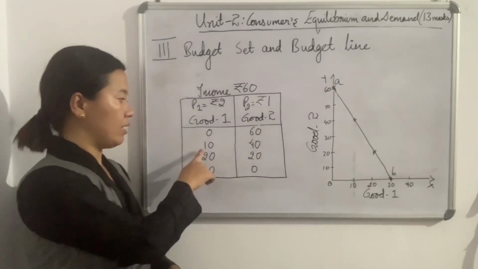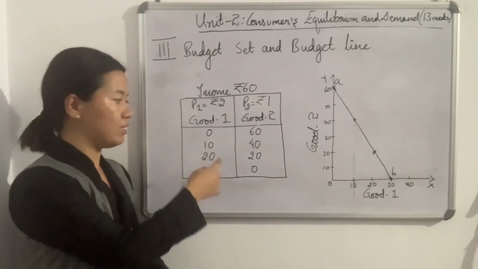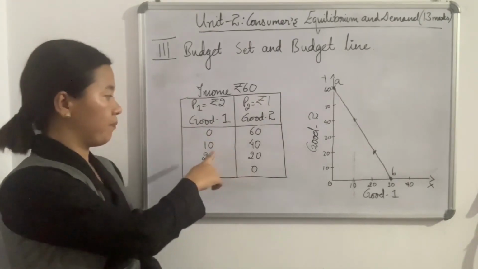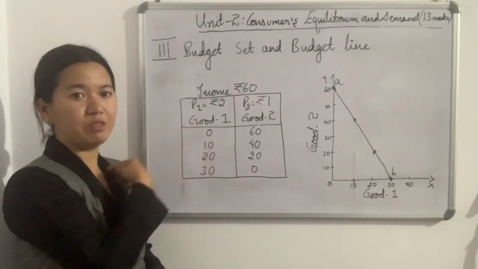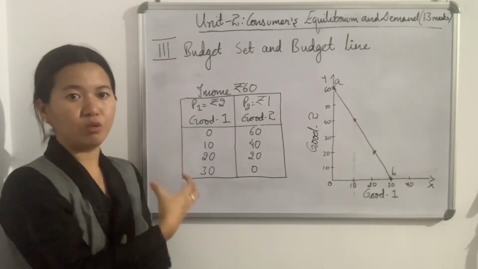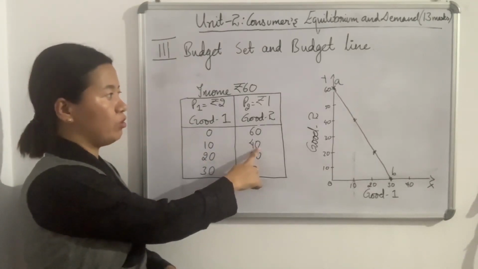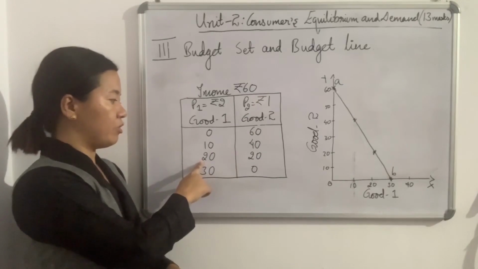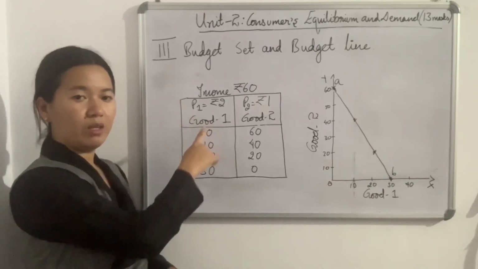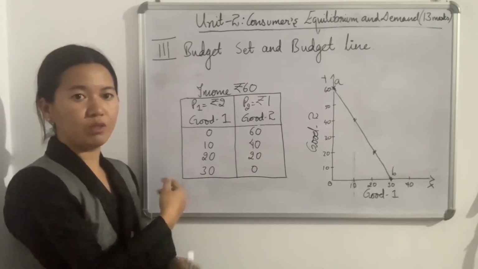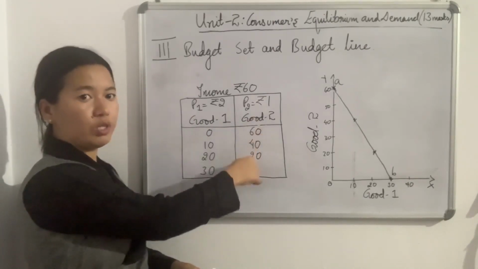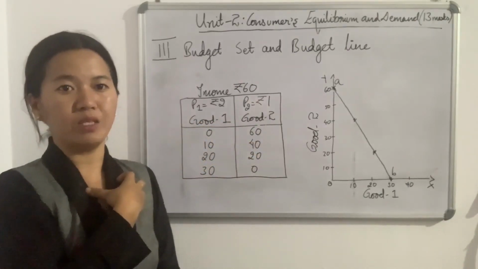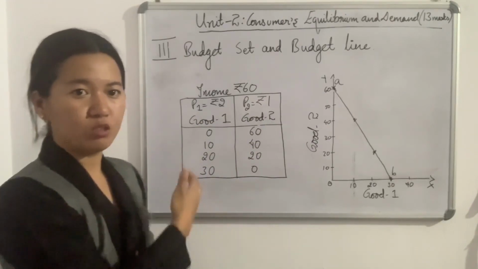In the same way, when I purchase 10 units of good 1, since good 1 costs 2 rupees, I'm spending 20 rupees of my income. So with the remaining 40 rupees, I will get 40 units of good 2. In the third combination, if I purchase 20 units of good 1, I'm spending 40 rupees for that. So with the remaining 20 rupees, I'll get 20 units of good 2. That is how I choose to spend my given income, knowing the prices of the two goods.